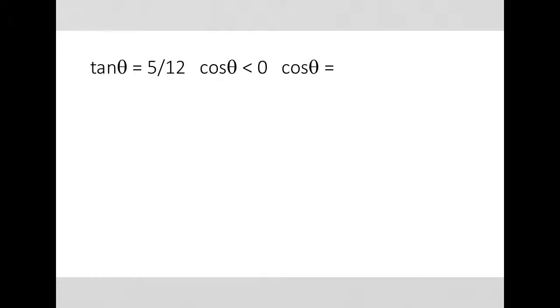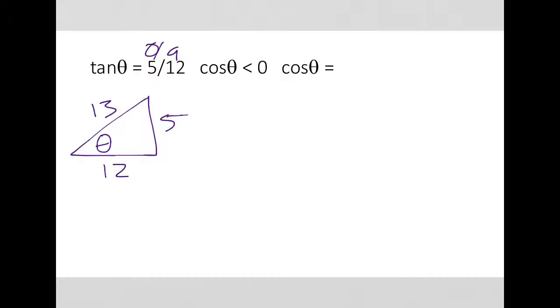Okay, last thing we're going to talk about today is what I like to call trig puzzles. You probably remember these from last year. You draw yourself a little reference triangle. Tangent of theta is 5/12. Tan is opposite over adjacent. So opposite is 5, adjacent is 12. What's the hypotenuse? Well, it's 13.